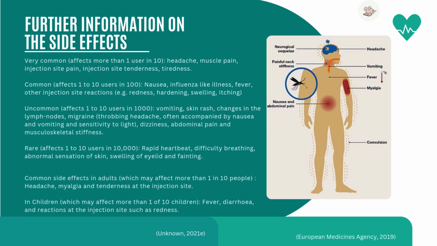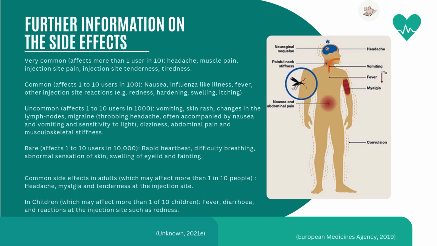Uncommon side effects, which could affect 1 to 10 users in 1,000, could include vomiting, skin rash, changes in the lymph nodes, migraine, which could be throbbing headache, often accompanied by nausea and vomiting and sensitivity to light. Dizziness, abdominal pain, and musculoskeletal stiffness are also among those uncommon side effects. The rare side effects could affect 1 to 10 users in 10,000 and could include rapid heartbeat, difficulty breathing, abnormal sensation of the skin, swelling of the eyelid, and fainting.